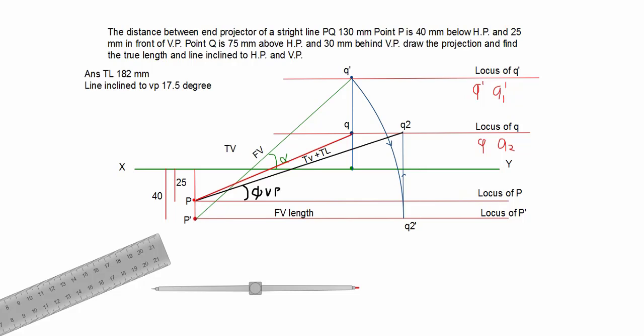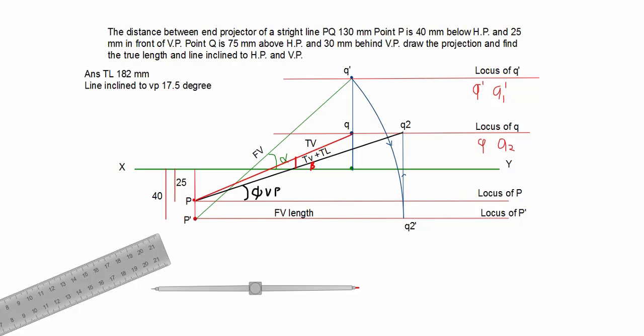And the line AB inclined to XY line, that angle we call as beta. So similarly you have the PQ line here. So this PQ is inclined to XY line, this angle we call as beta. Actual top view inclined to XY line.